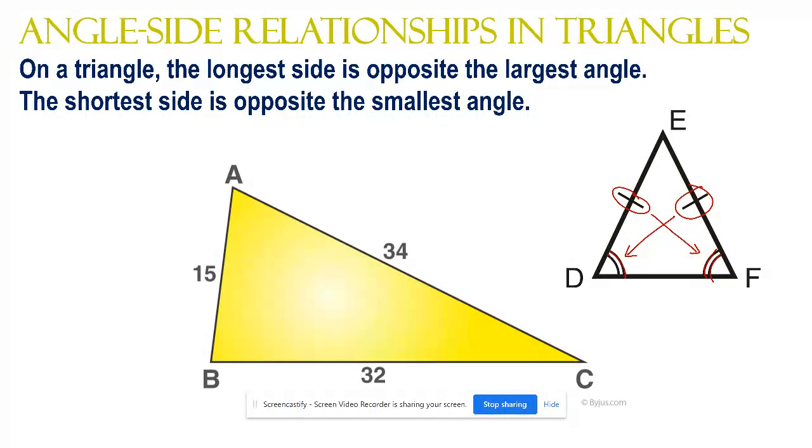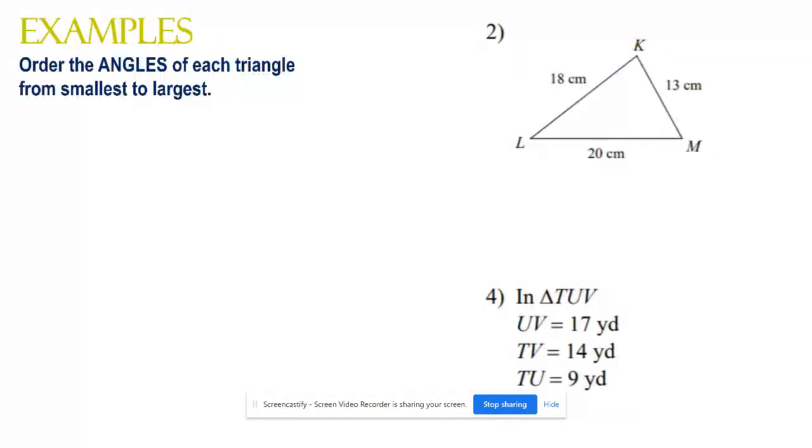So you do have those special situations with isosceles and equilateral triangles where you'll have two or three sides that are exactly the same. What'll happen is the opposite angles also end up being exactly the same. But we're mostly going to focus on scalene triangles here, triangles where all three sides are different and all three angles are different. So we're going to do a few examples. And what it asks us to do here is order the angles of the triangle from smallest to largest. But it doesn't tell us information about the angles, it just tells us about the sides. So we have to use that rule.